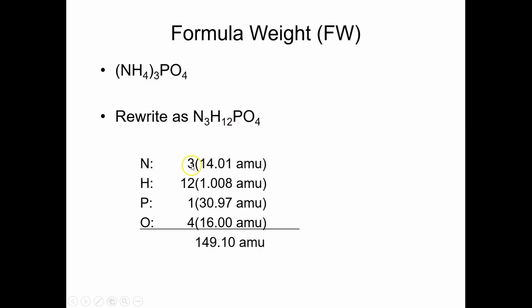Now that gives me 3 nitrogen atoms, which I multiply by the atomic weight of nitrogen, 12 hydrogen atoms, which I multiply by the atomic weight of hydrogen, 1 phosphorus, which I multiply by the atomic weight of phosphorus, and 4 oxygens, which I multiply by the atomic weight of oxygen. When I sum all those things up, I get 149.1 AMU. So if you have to find the formula weight of something that has a polyatomic ion with a subscript, you really do want to distribute that through to figure out the formula weight.